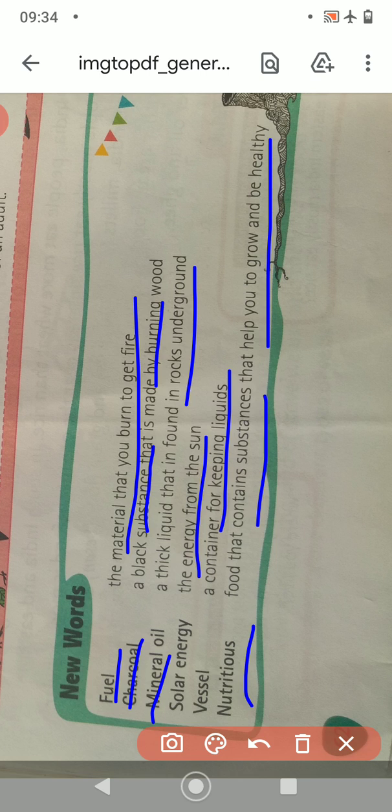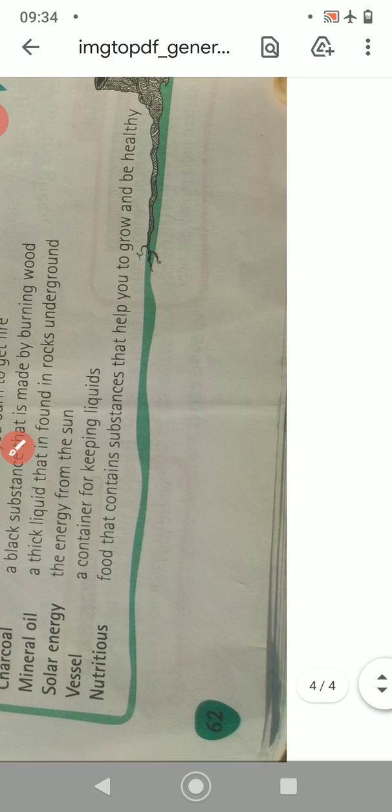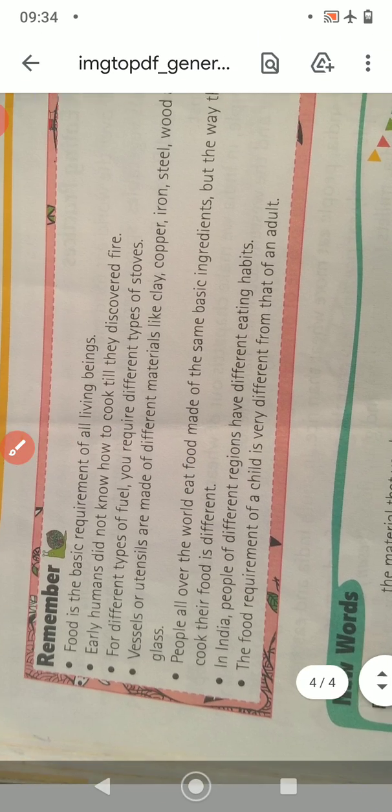Children, these six words are very important words. Questions can be asked from these. So in environmental studies, you have to learn these, right? And the rest of the things like question answers we don't have to write because they won't be asked.